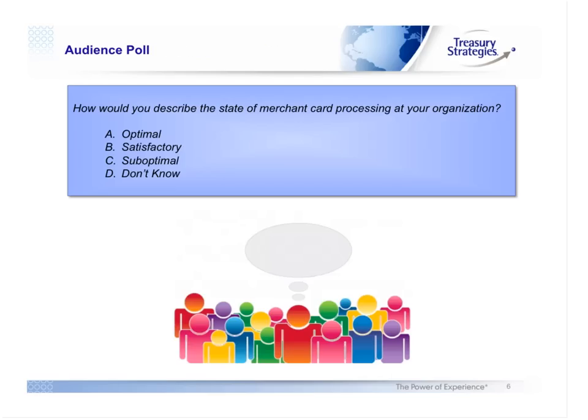So let's do an audience poll. How would you describe the state of merchant card processing at your organization? Would you think of it as being optimal, satisfactory, suboptimal, or perhaps don't know because it is a very complex environment? We'll wait about 15 seconds and permit attendees to answer the question, and then we'll share the poll results with you.